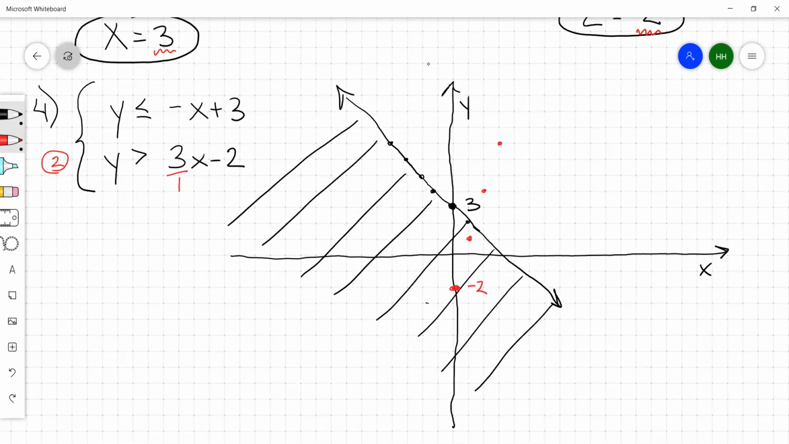Gotta be careful on that. Never mind. This is a dashed line. So we're going through these points with a dashed line. Greater than shades the top, so we would be shading the top of this line. Okay? So we're shading up here.